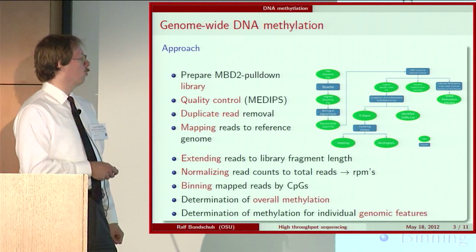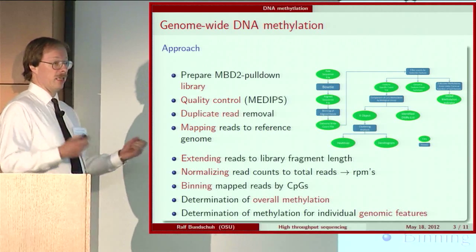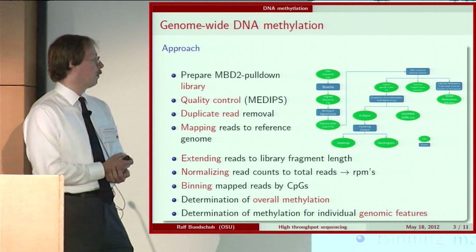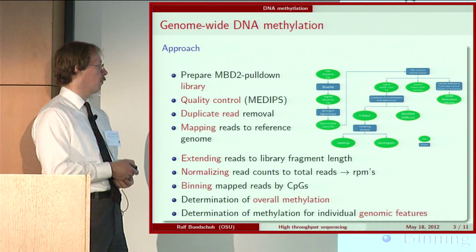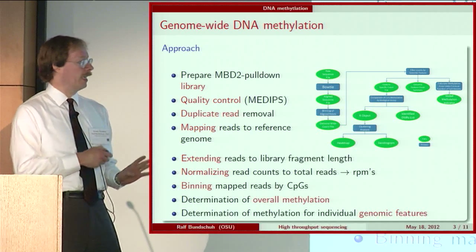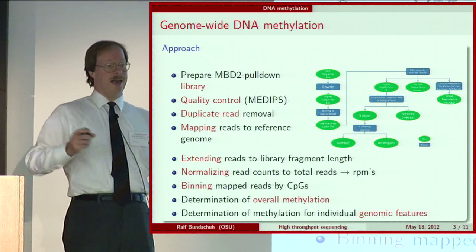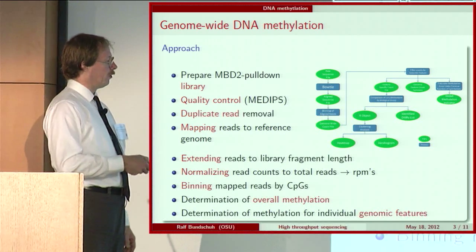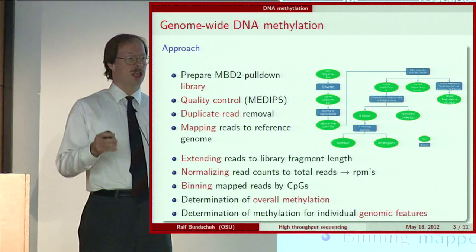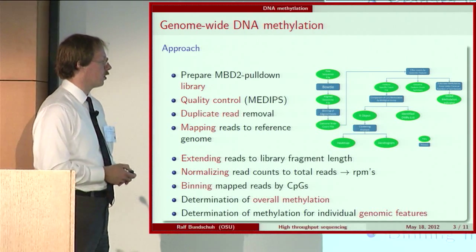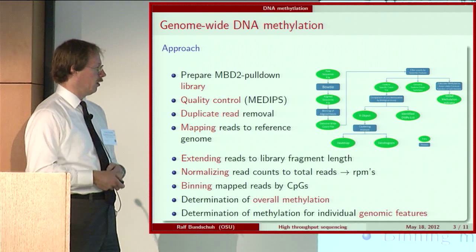Then we have to remove duplicate reads, because sometimes in the process of library generation you get artificial multiplications of individual pieces. And then we map reads to the reference genome. This is basically a fairly standard analysis: we ask where each read is in the reference genome. What we then have to do is take our reads, which are only the ends of the fragments that have been pulled down, and extend them to the length of the fragments that we know about.